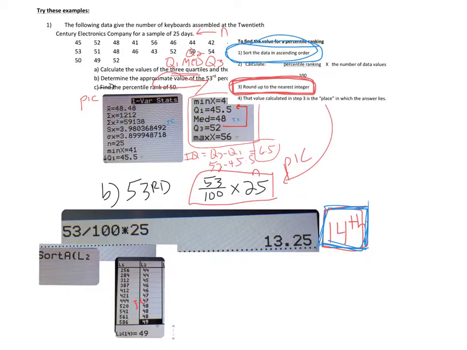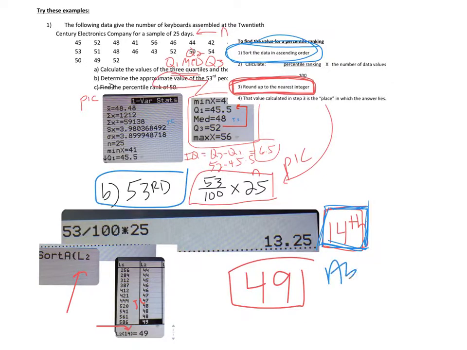So here, after I sorted my data, the value that's in the 14th spot is 49. So that's our answer to part B, 49. 49 is the approximate value in the 53rd percentile. What does that mean? That means about, again the key is about. With percentile ranks there's always a degree of inaccuracy, but about 53% of the data is less than or equal to 49. So about 47% is greater than 49 in our data value.